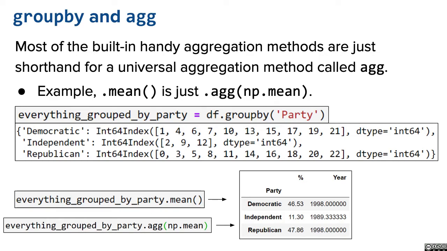So I can replace np.mean with np.max. And that's equivalent to doing like .max() instead of .mean. I can also define my own functions and pass them into .agg. And that will let me do pretty much whatever I want using it.